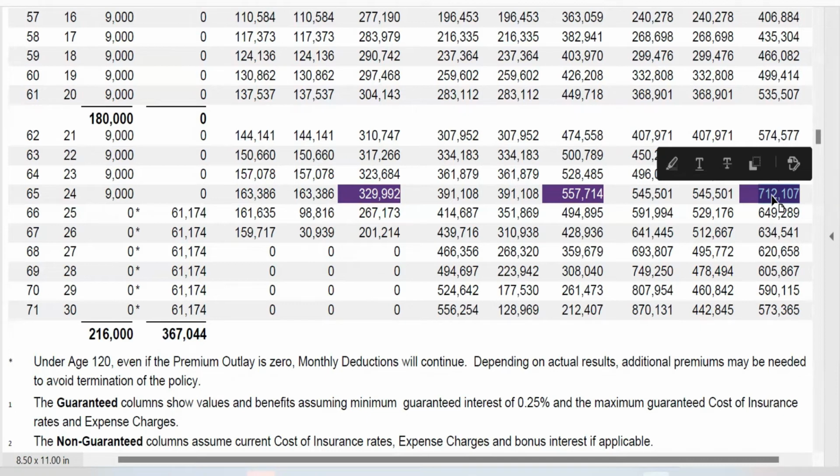Now, I want you to understand this. The key about this is that this money is tax-free if only you follow our 7702 strategy. This money is tax-free.